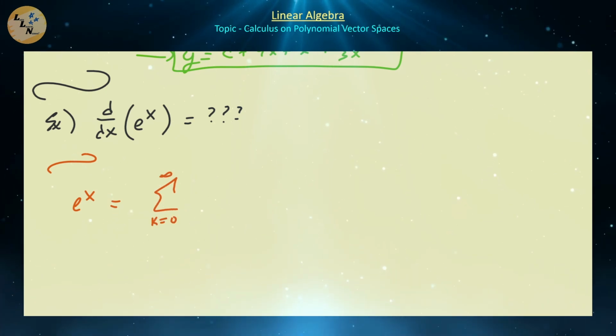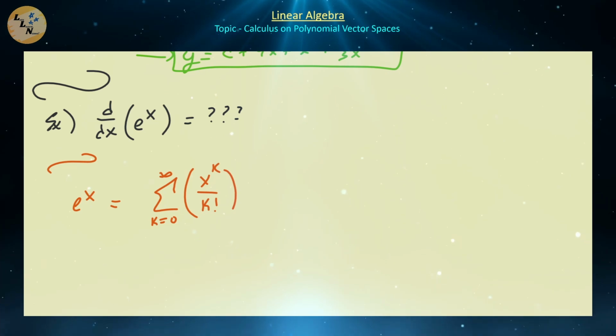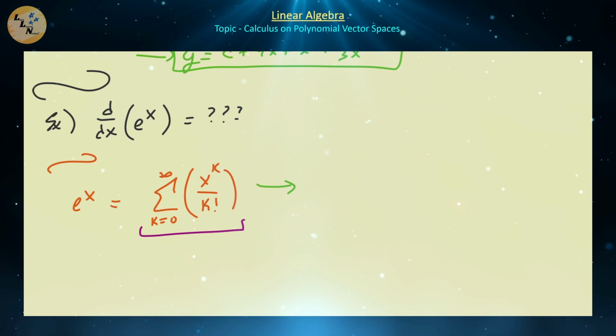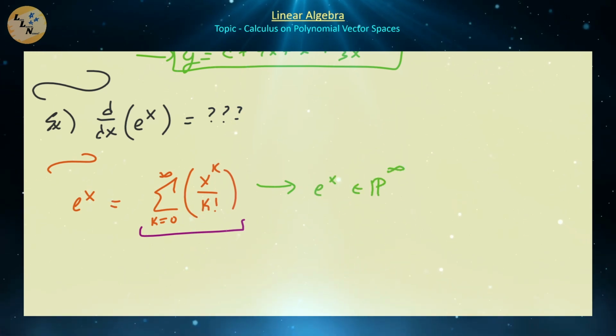very special known as a Taylor series, which is the sum from k is equal to 0 to infinity of x to the k divided by k factorial, where k factorial is the product of all of the integers from k down to 1, with 0 factorial being defined to be equal to 1. So in some sense, e to the x is a polynomial, but of infinite degree. So what we're going to do here is we're just going to say that e to the x belongs to P infinity, right? It has infinite degree, right?